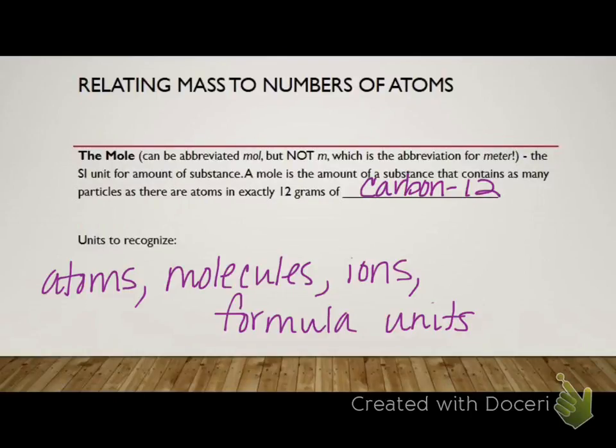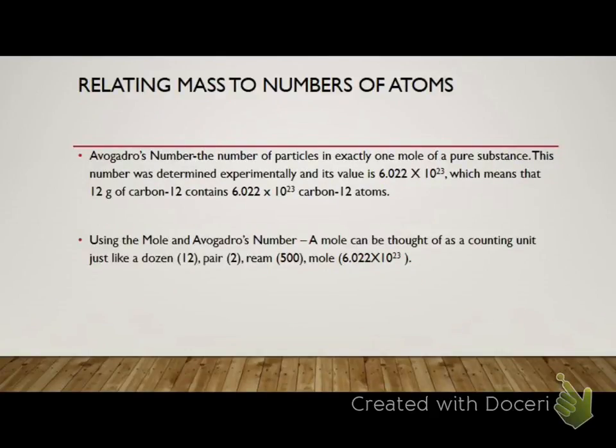Okay? So between the song and me saying it about 4 times right now, the number for a mole of anything is 6.022 times 10 to the 23rd. What that means is that 12 grams of carbon 12 contain 6.022 times 10 to the 23rd atoms of carbon. Okay? It is a counting unit.